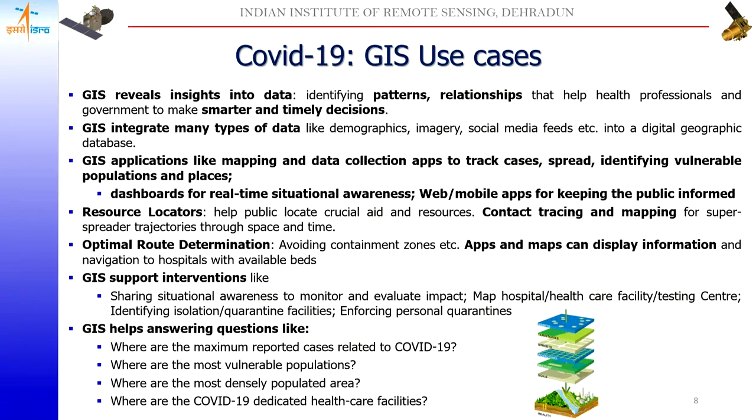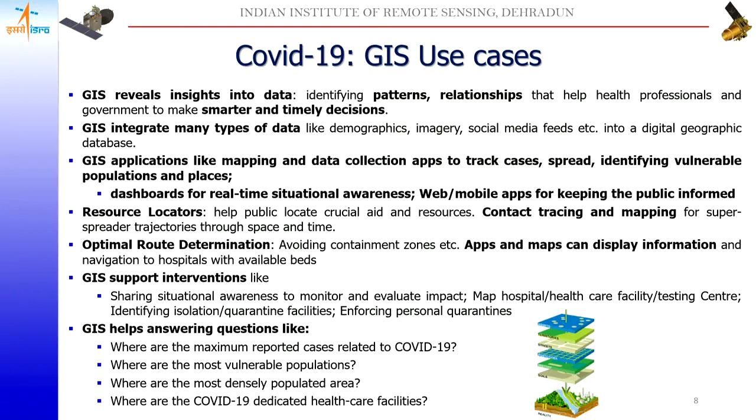The typical GIS use case of network analysis or optimal route determination would be very useful in identifying where the containment zones are, so that we can avoid those containment zones. The concept of geofencing alerts people if they are entering a red zone or restricted zone. Further, the apps and the maps are also used for identifying COVID-related hospitals and healthcare facilities, and maybe navigating the patients to those facilities where beds are available.